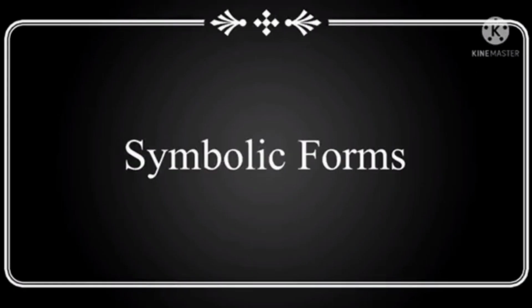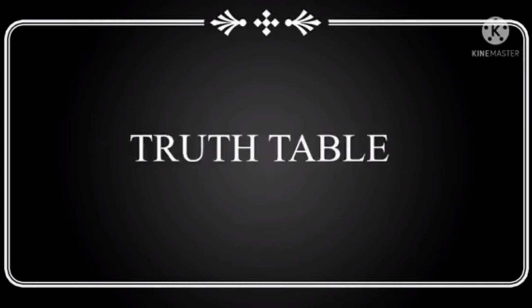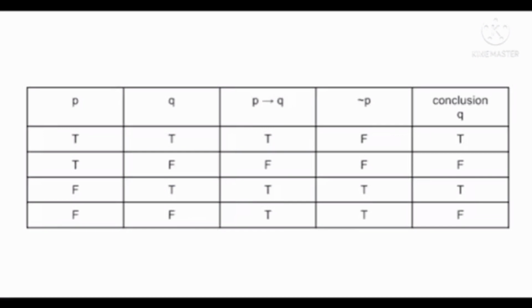Expressing the symbolic forms. P, if and then Q, is the first premise. Not P is the second premise. Therefore, the conclusion is not Q. And here is my truth table. It has 5 columns and 5 rows.